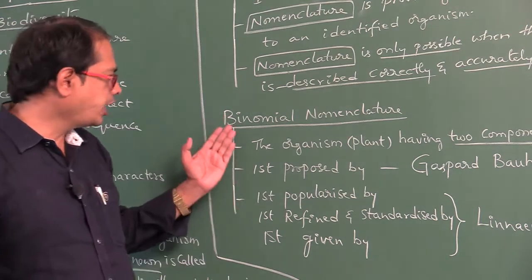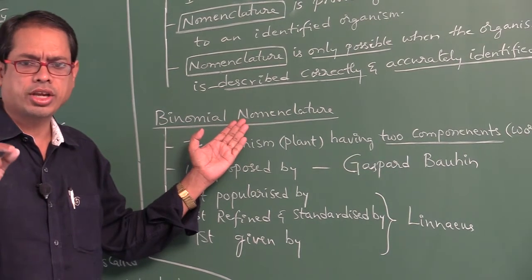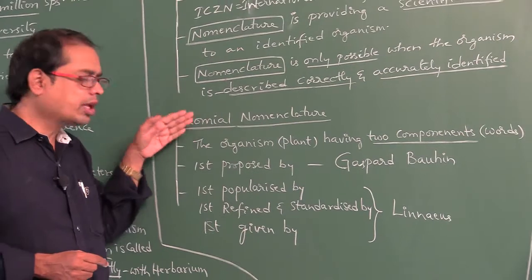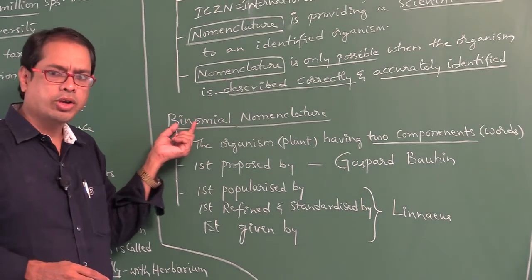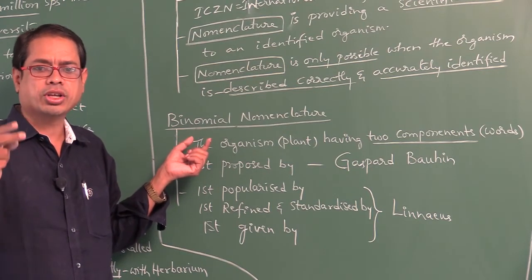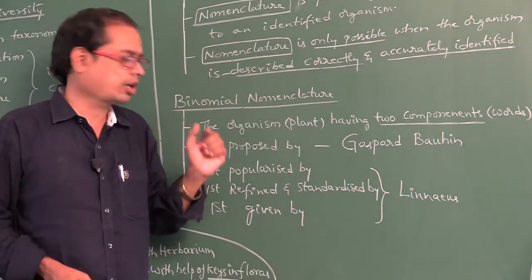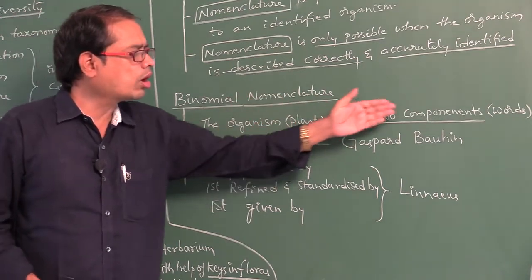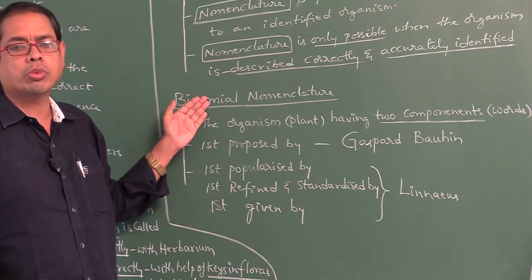Binomial nomenclature. Nomenclature means the naming of the organism. Binomial means that naming should be done in two components. An organism, either a plant or an animal, having a scientific name with two components or two words is called binomial nomenclature.